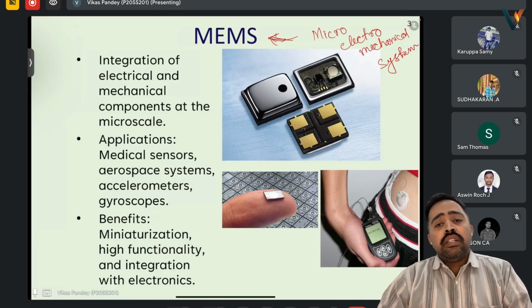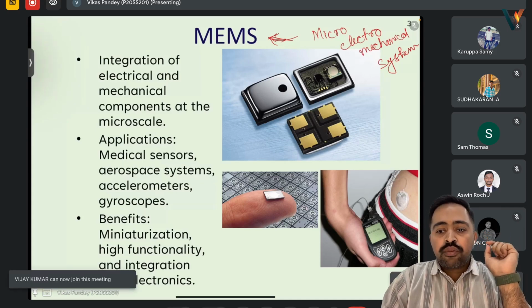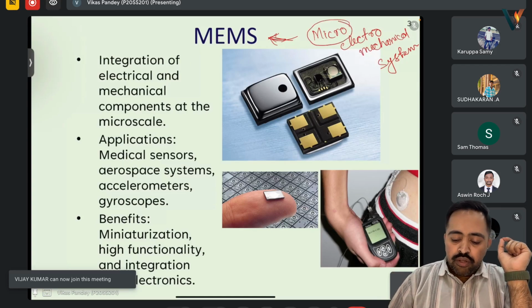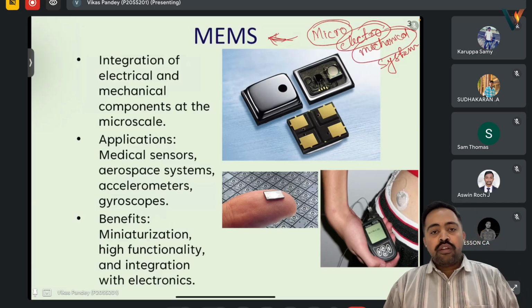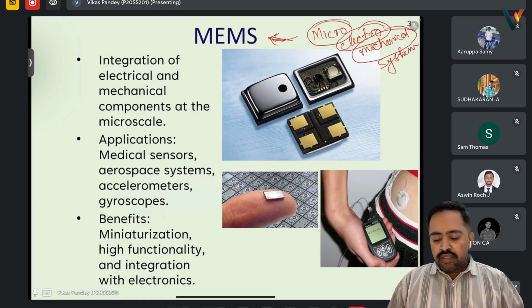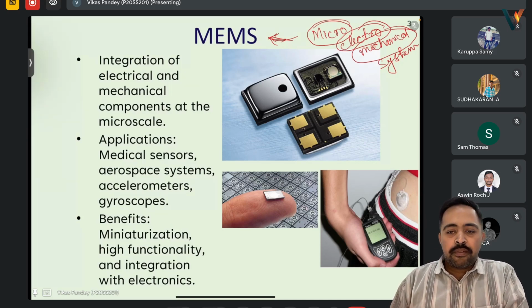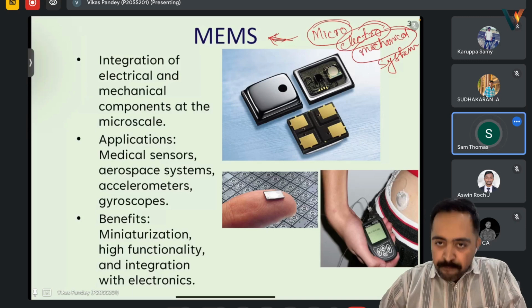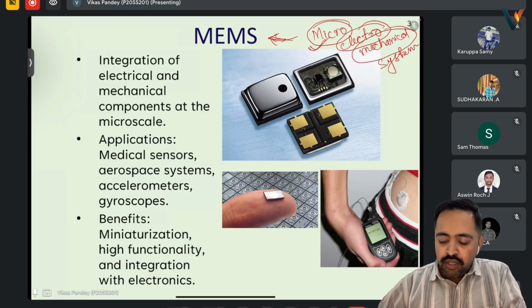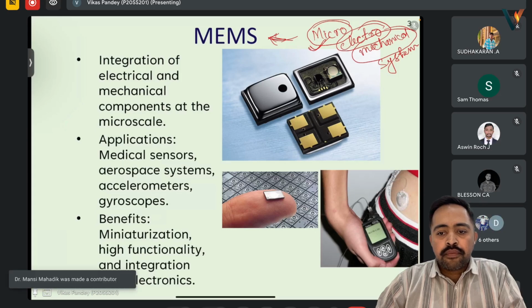From the word itself, we can see there are actually three things in this which we have to understand. One is micro, second one is electro, and third one is mechanical. So micro, can anyone say what do we mean by micro? Sir, a small or minimal compartment. Great. Good. Any other answers?